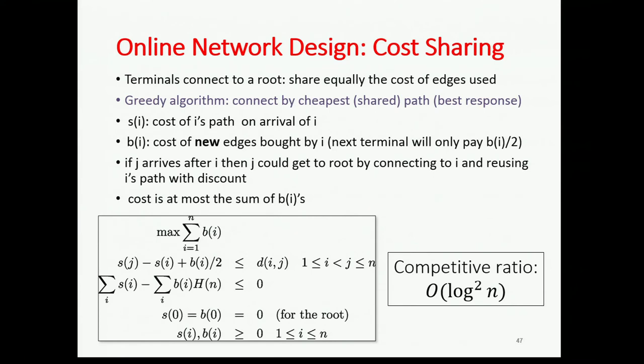It can also be used for analyzing online network design in a slightly different model where we do cost sharing. Now the cost of a path is shared, so each edge is equally paid by the terminals who use that edge. Using dual fitting, we can show that if we look at an online process where terminals appear one by one and run the greedy algorithm with respect to this measure of cost sharing, which is different from the Steiner tree we defined earlier, we can get a log squared n competitive ratio.